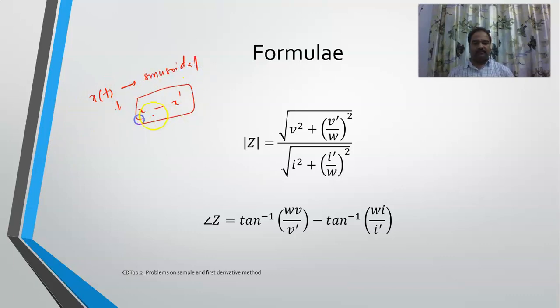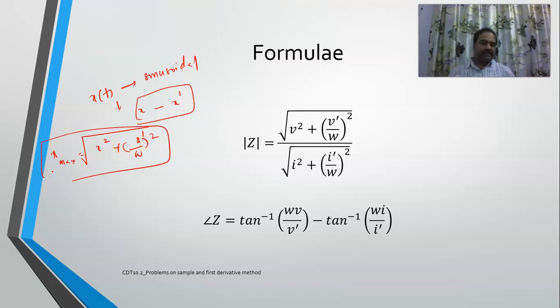So in this case, the maximum value of any signal is given by the square root of x square plus (x dash by omega) whole square. X can be any signal, whether it is a voltage signal or a current signal or a power signal, whatever it might be. If it is sinusoidal in nature, then this is the formula which you can use to determine its peak value. So that we have seen in the last class.